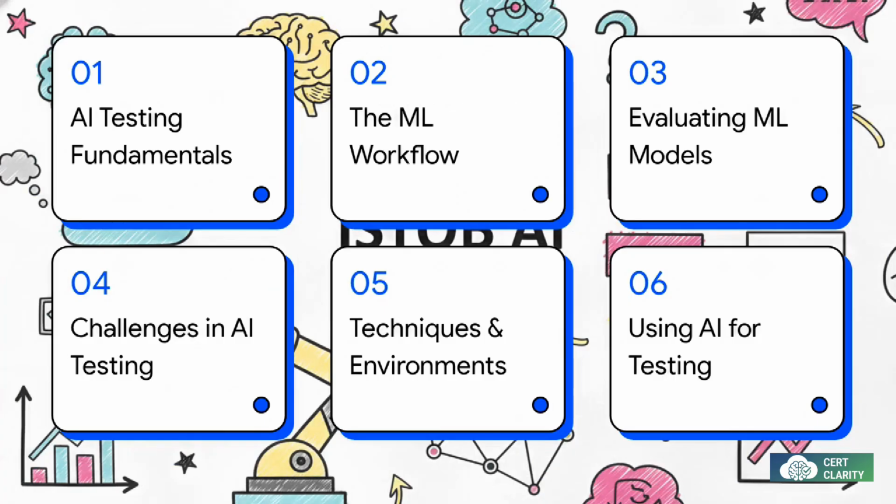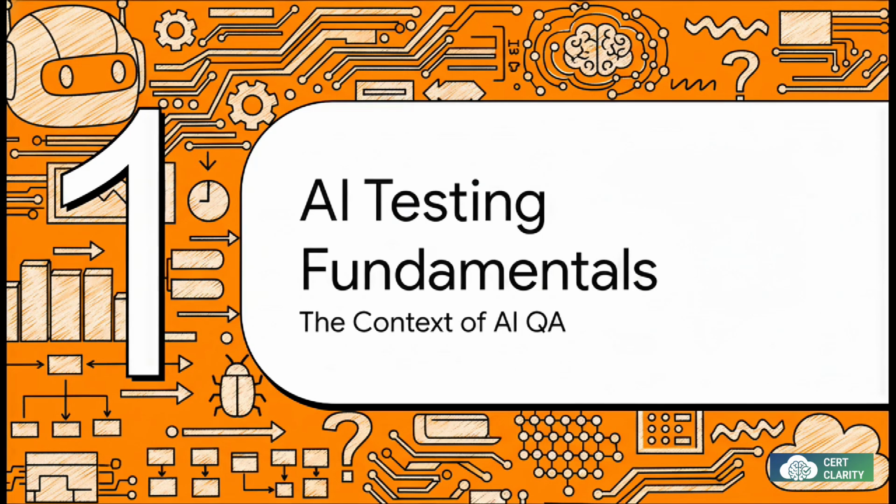So here's how we're gonna tackle this. We've laid out 6 key areas. We'll kick things off with the fundamentals, the why behind it all. Then we'll get into the nitty-gritty, the machine learning workflow and how to actually evaluate models. After that, we'll face the real-world challenges head-on and look at the techniques to solve them. And we'll wrap up with a really cool topic, how AI itself is changing how we test. So let's get started. First things first, the fundamentals.